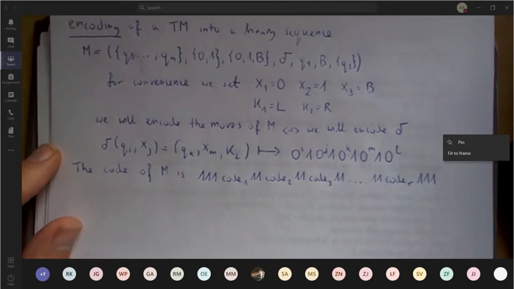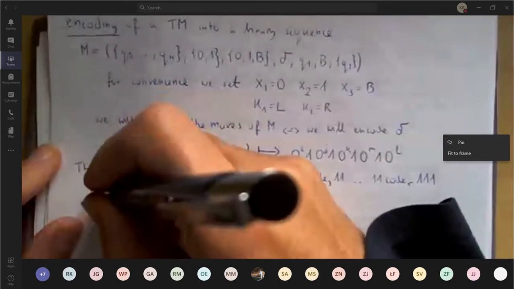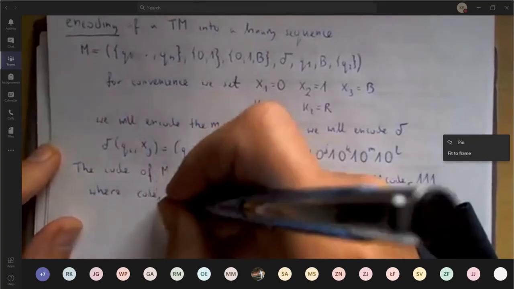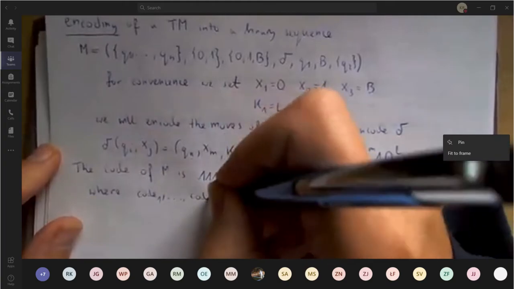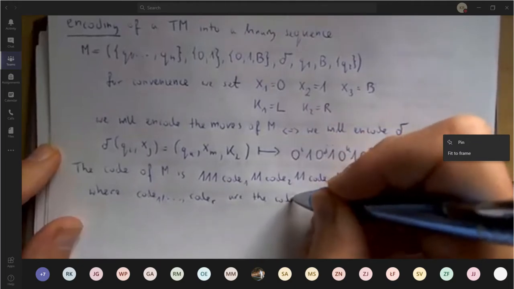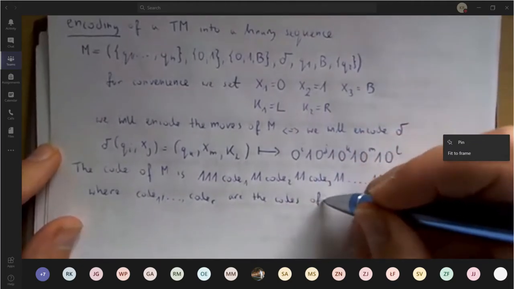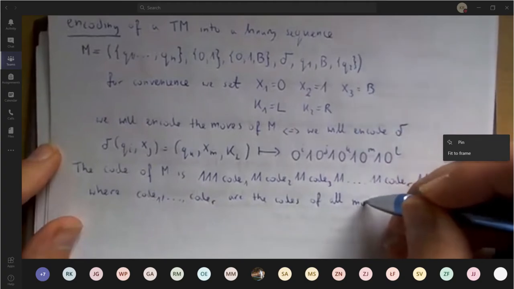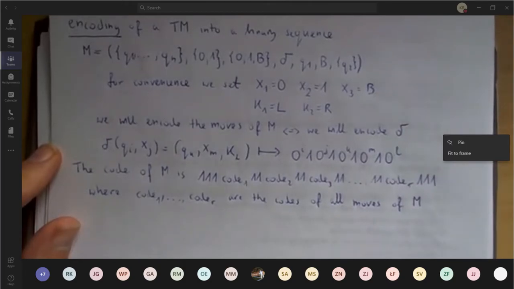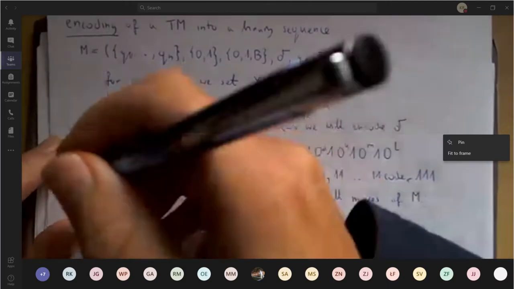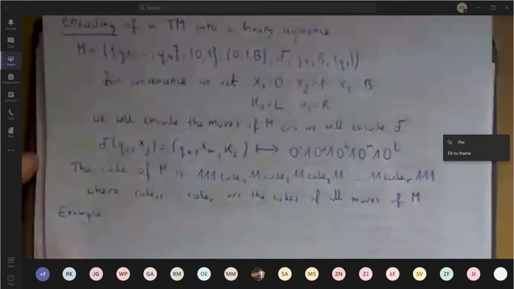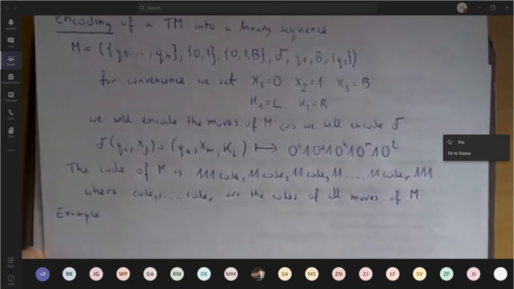This is the code of M, where code 1 up to code R are the codes of all moves of M. Okay, so maybe let's see an example. I will write one Turing machine, and I will encode this Turing machine.